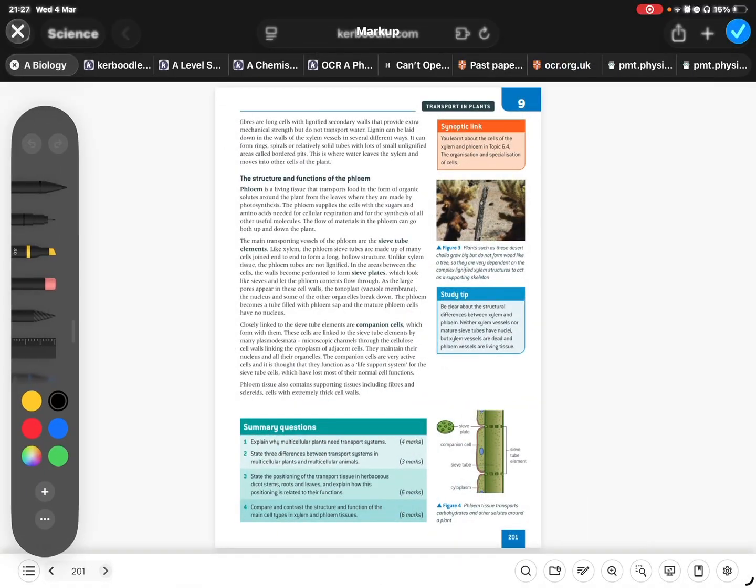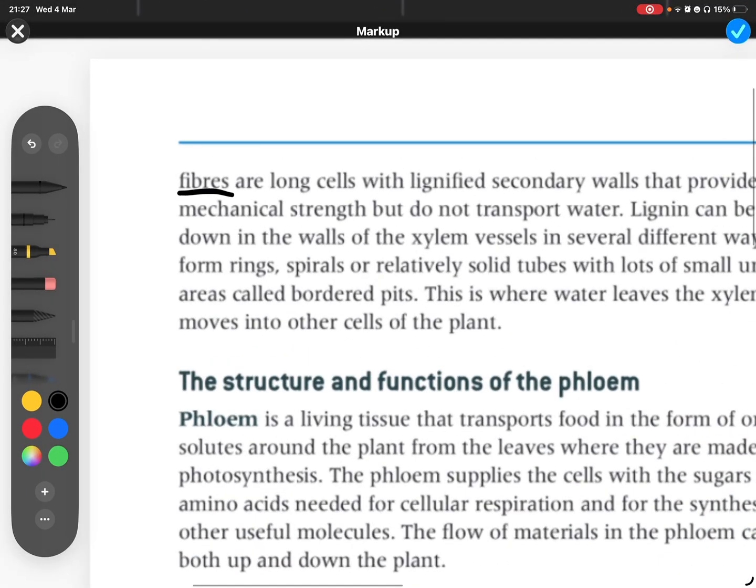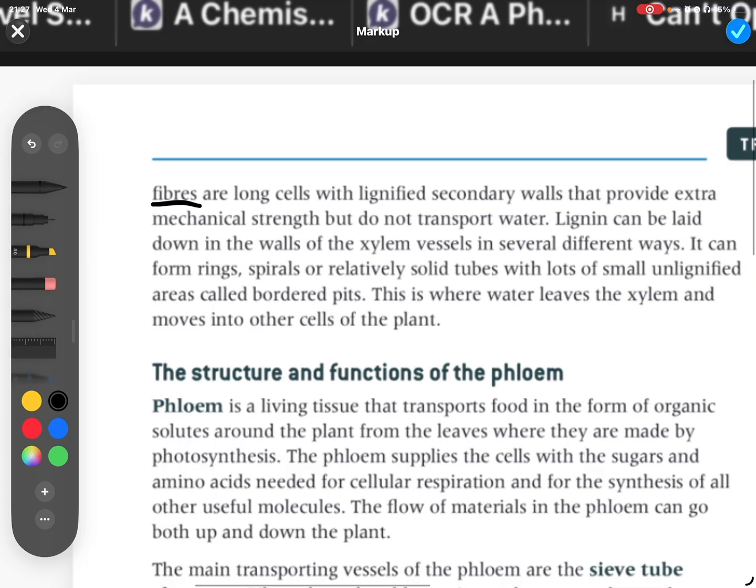Now, xylem fibers are long cells with lignified secondary walls. Remember, lignin makes it strong and waterproof. They're fibers along with lignified secondary walls that provide extra mechanical strength. So if it's strong and waterproof, it means it's going to give it extra strength. That's all there is. However, you need to remember this.